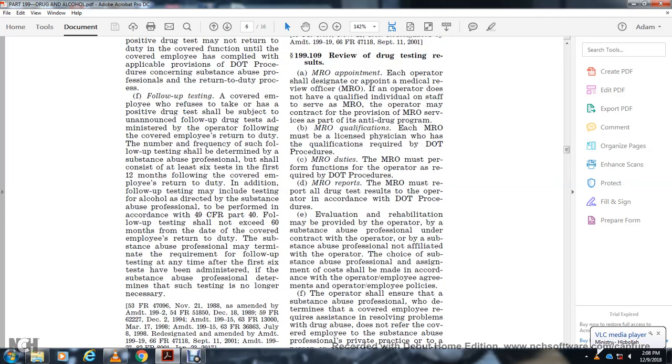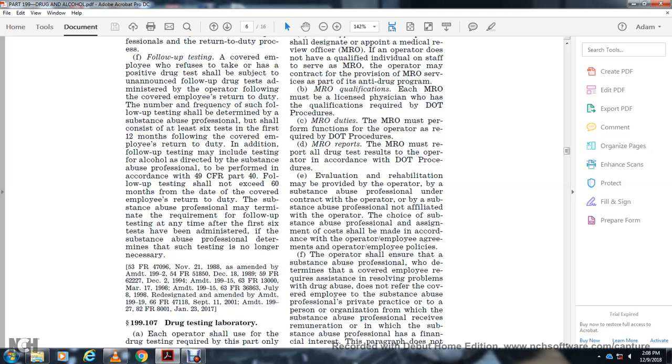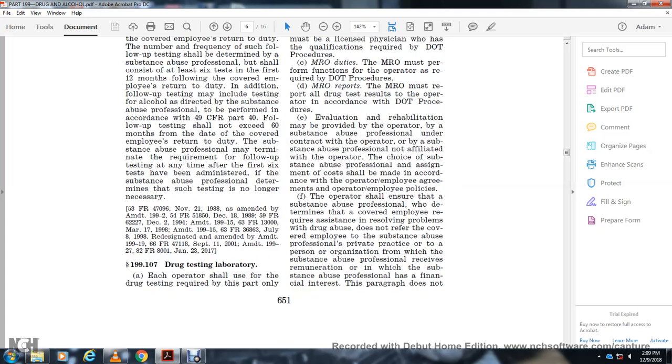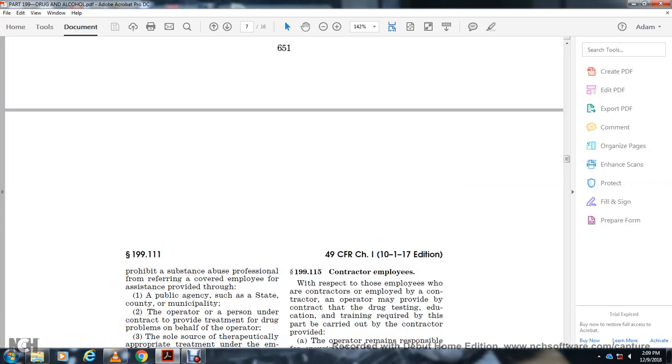Evaluation and rehabilitation may be provided by the operator with a substance abuse professional under contract with the operator, or by a substance abuse professional not affiliated with the operator, at the choice of the employee. The assignment of the cost shall be made according to the operator's agreements and policy. The operator shall ensure the substance abuse professional who determines the covered employee requires assistance for resolving a drug abuse problem does not refer the covered employee to a private organization from which the substance abuse professional receives remuneration or in which the professional has a financial interest. This paragraph does not prohibit the substance abuse professional from referring the covered employee.